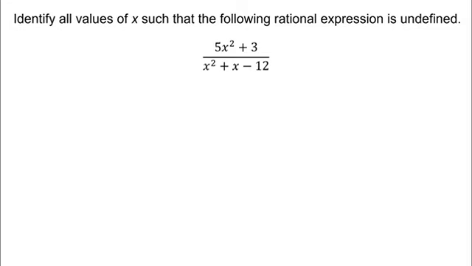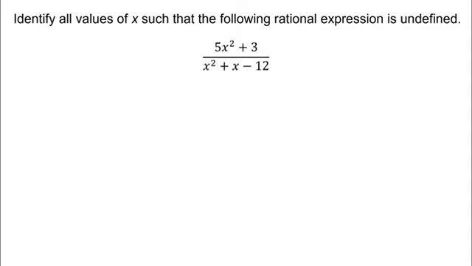Here again, in this example, we're asked to identify all values of x that make this rational expression undefined. So in other words, we need to find the values for x that make the denominator 0. Well, in the last example, it was pretty easy to look at our expression in the denominator and say, well, 3 will make that denominator 0. But how about for this example? It's not so easy to look at this example and say, okay, what values for x will make this denominator 0?